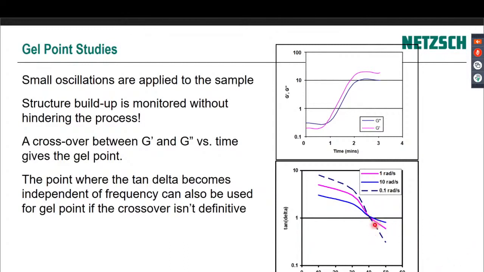Now, the nice thing about this, the independent of frequency, is you don't have to wait for the crossover. You only see a crossover if the material is viscously dominated at the beginning, but sometimes it actually starts off as an elastic liquid, like with epoxy resin, as it thickens up. And even though it does go through a gelation process, it might go from an elastic liquid to a more elastic liquid. Whereas in this case, we can still see the time it becomes independent of frequency.